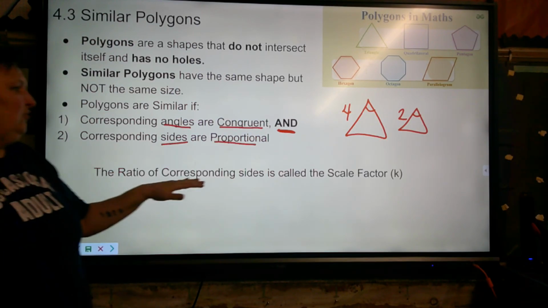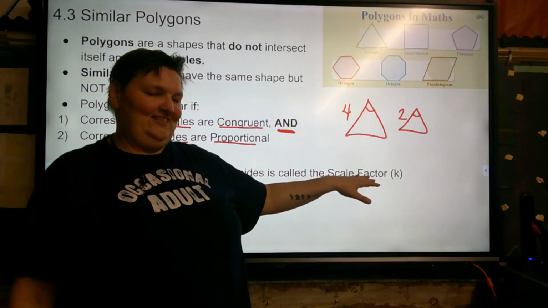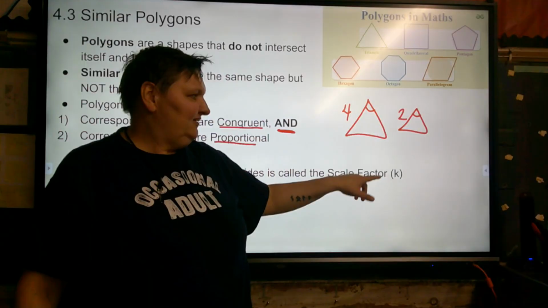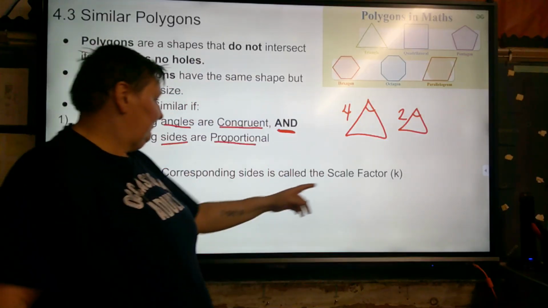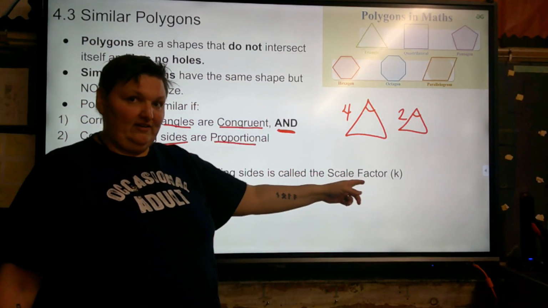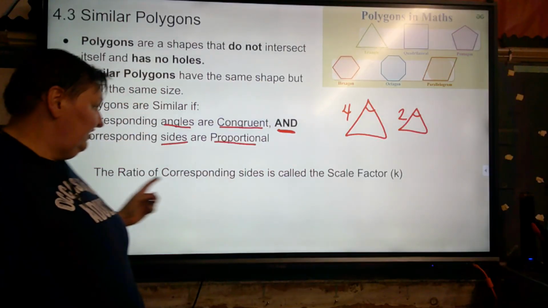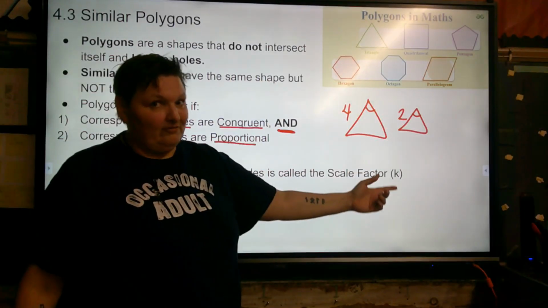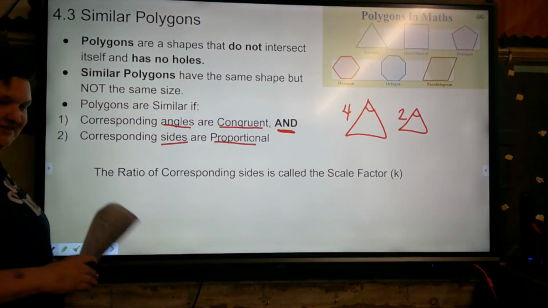The ratio of corresponding sides is called the scale factor. That should look familiar. We use our variable k for scale factor, right? So the ratio is our scale factor. So far, our scale factors have all been fractions. A ratio is just another way to write a fraction. Okay, stay with me.